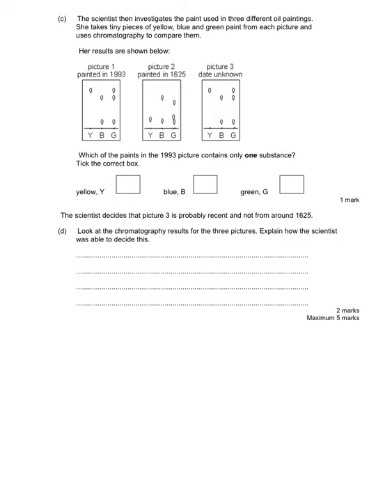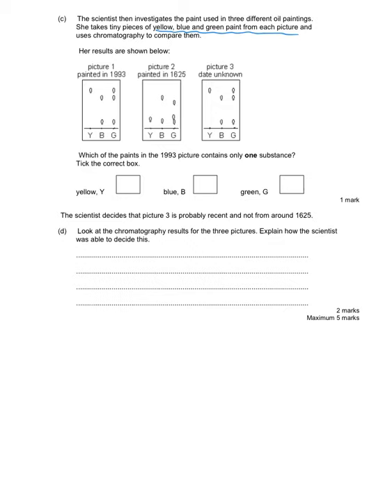And then there's a follow-up part to the question: the scientist is investigating the paint used in 3 different oil paintings. And so she takes a tiny bit of the yellow and the blue and the green paint from each picture, and she uses chromatography to compare them. And here are her results.